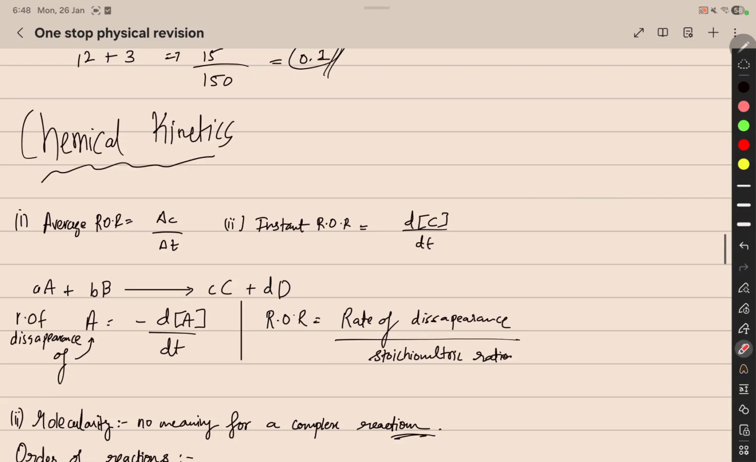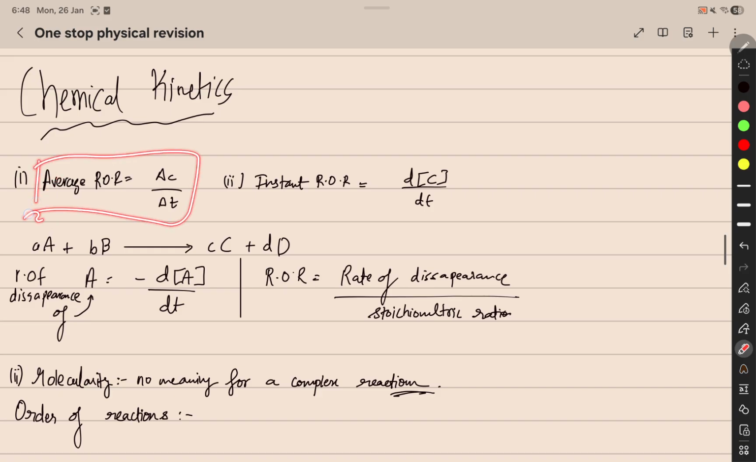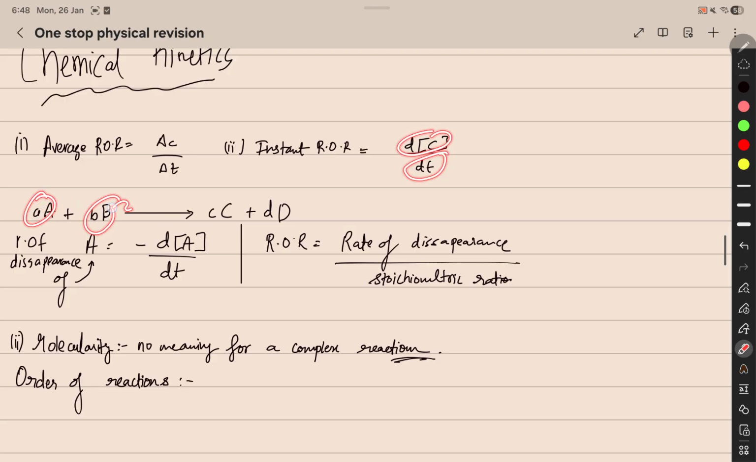So continuing the previous series that we had, we'll be starting with chemical kinetics. Average rate of reaction is delta concentration by delta time. Instantaneous rate of reaction is dC by dt. Then we have this reaction, let's say a placeholder reaction.